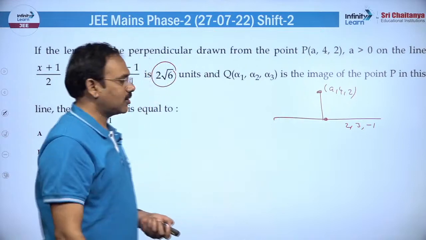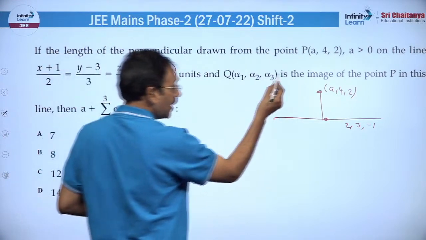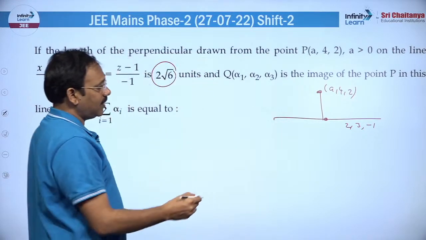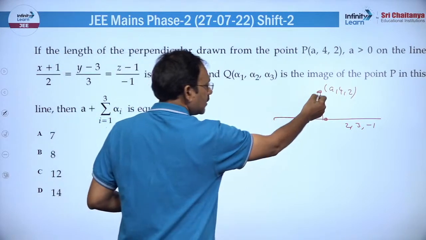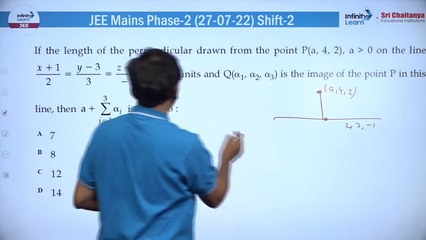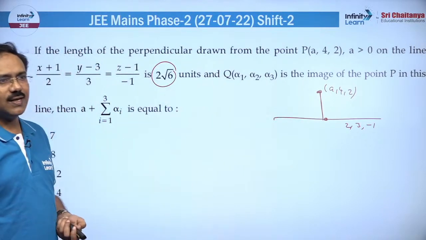You apply dot product is equal to 0. You will get A value, right? I mean, the general point you are taking here, you will get lambda value. Then you can find this perpendicular distance equated to 2 root 2. You will get A value.